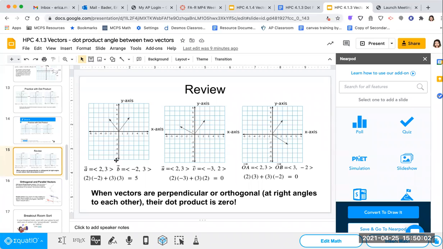Okay, and I'm not sure what you said because this is just a recorded video, but when vectors are perpendicular or orthogonal at right angles to each other, their dot product is 0. So that's a big takeaway from today. When you have perpendicular vectors or orthogonal vectors, they're at 90-degree angles to each other, their dot product is going to be 0. All right.